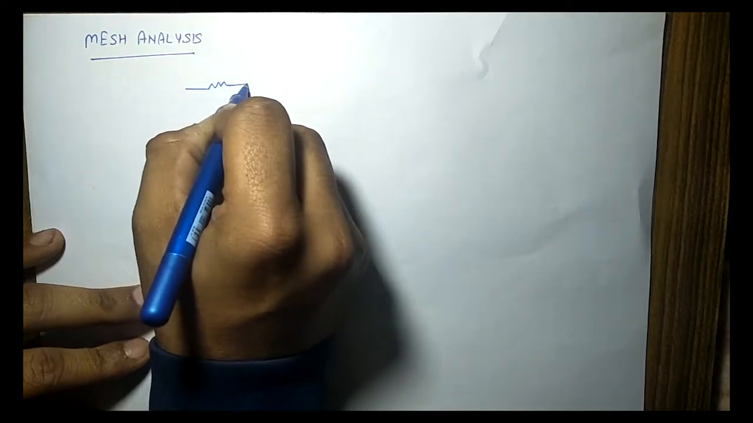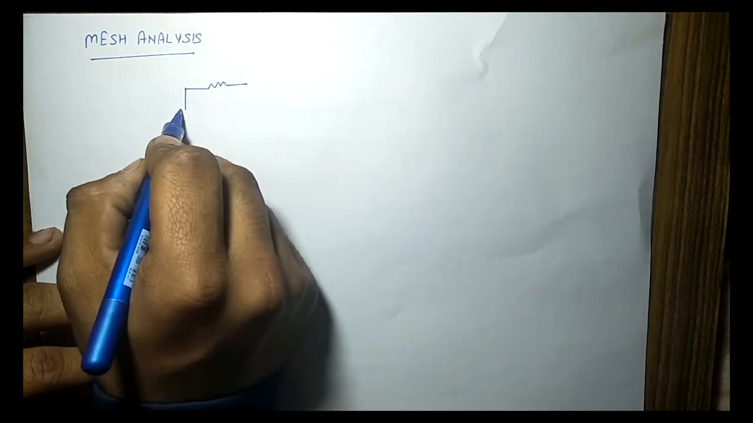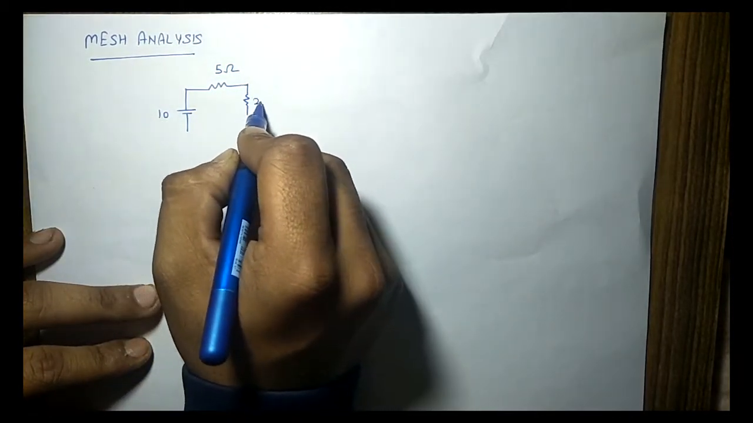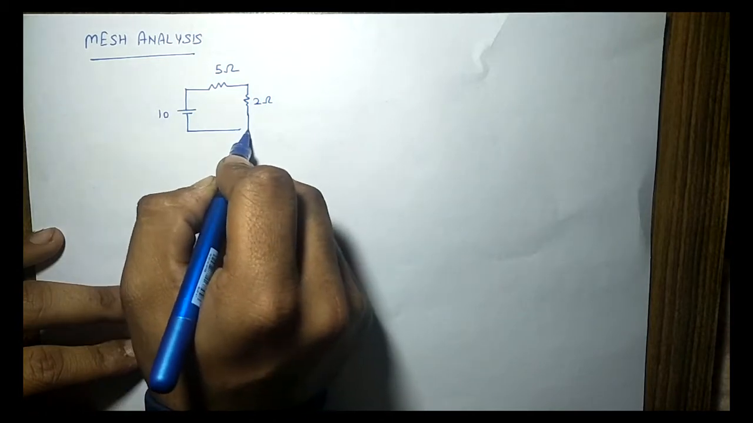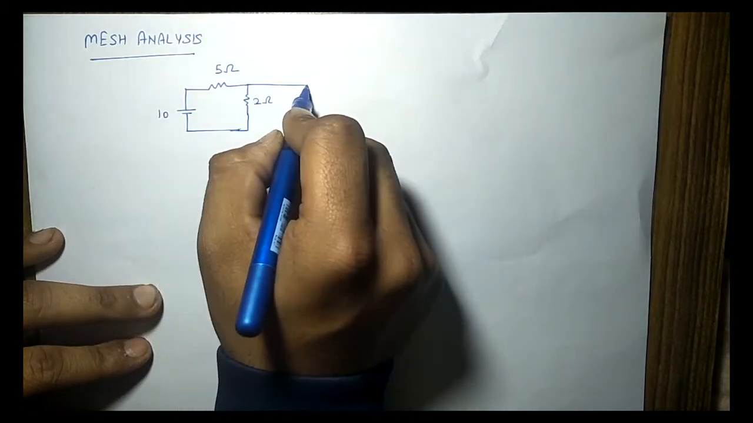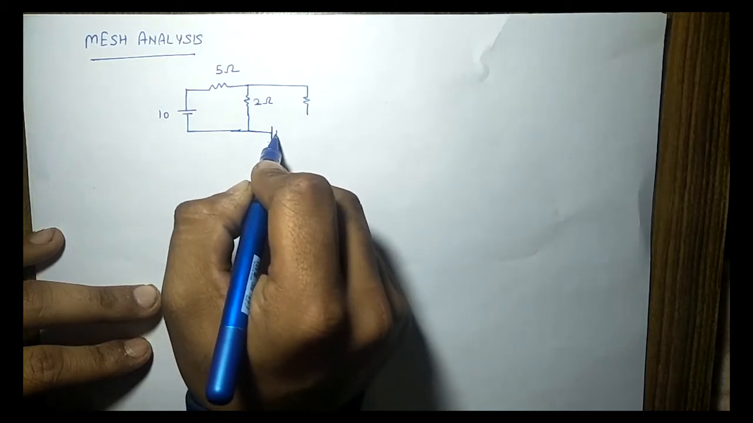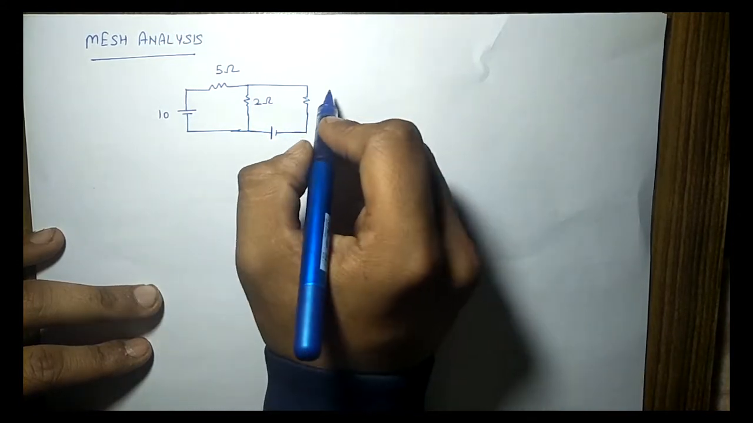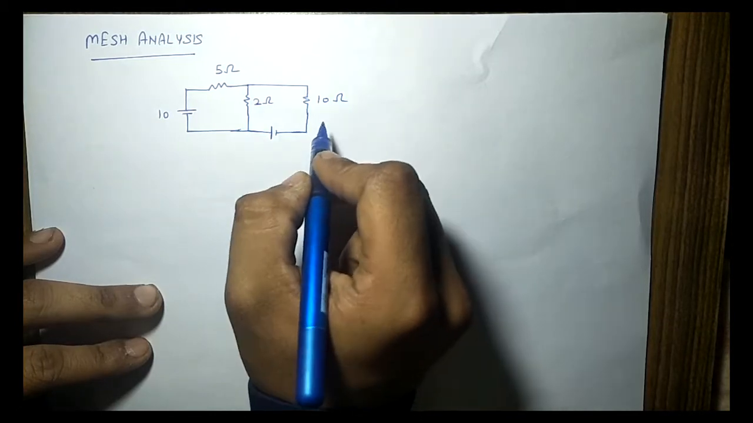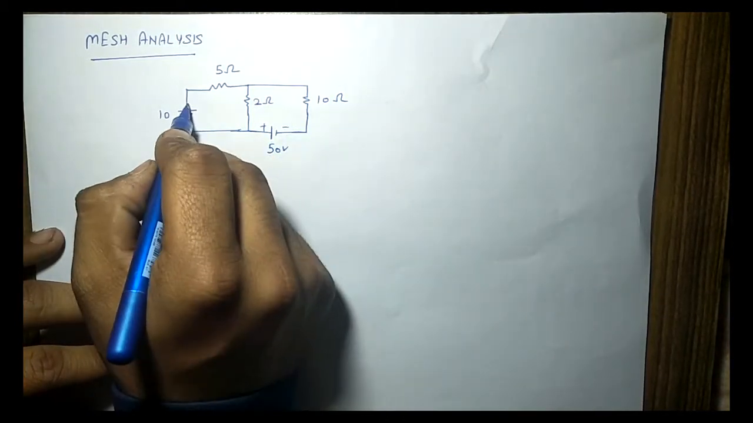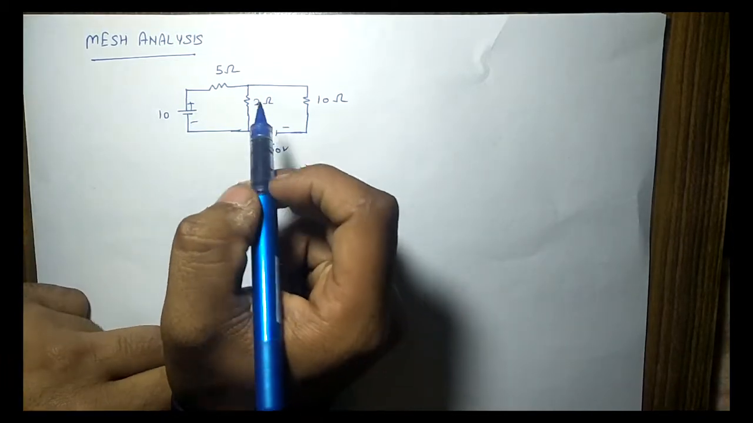Now I am taking a circuit in which a 5 ohm resistor is connected to a 10 volt battery supply, and a 2 ohm resistor is connected like this. We will take up one more circuit, with a 10 ohm resistor and a 50 volt battery like this. It is a plus sign, it is a negative sign, it is plus, it is negative.